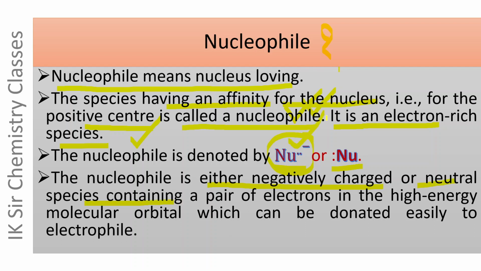Either negatively charged or a neutral species containing a pair of electrons, which is present in a high energy molecular orbital and can be donated easily to an electrophile. Please note again that a nucleophile is either negatively charged or a neutral species containing an electron pair in a high energy molecular orbital, which can be donated easily to an electrophile, that is, the positive center.